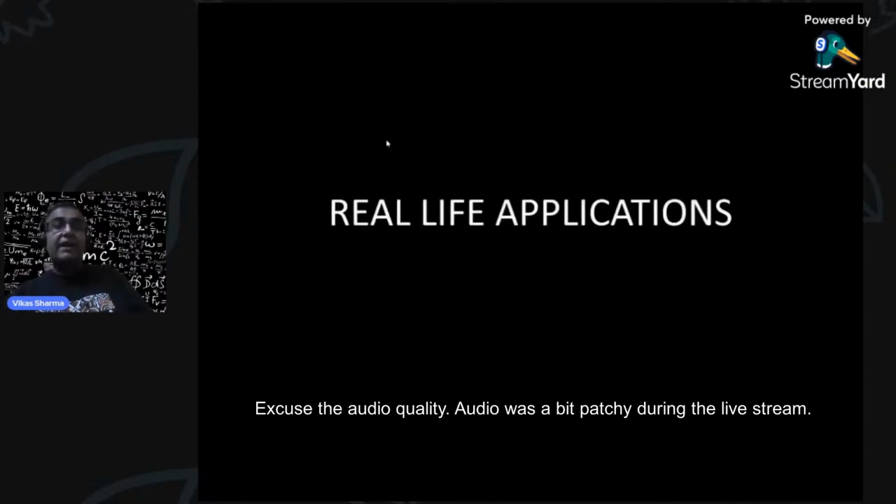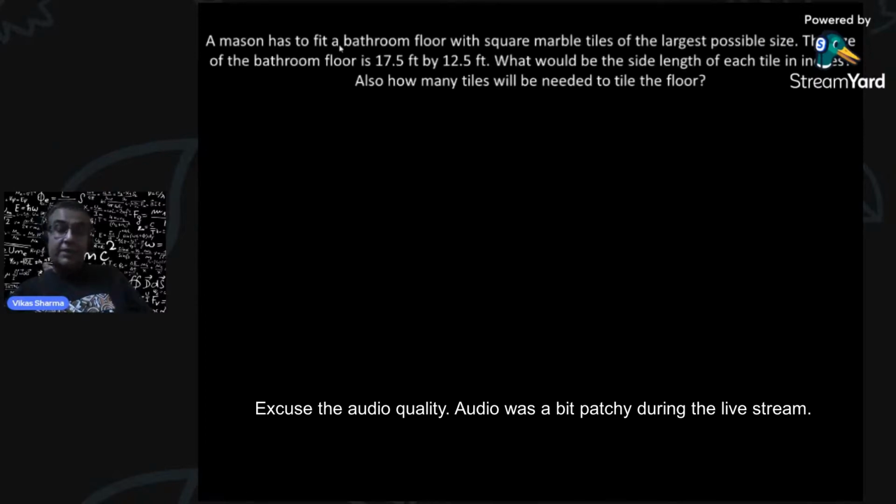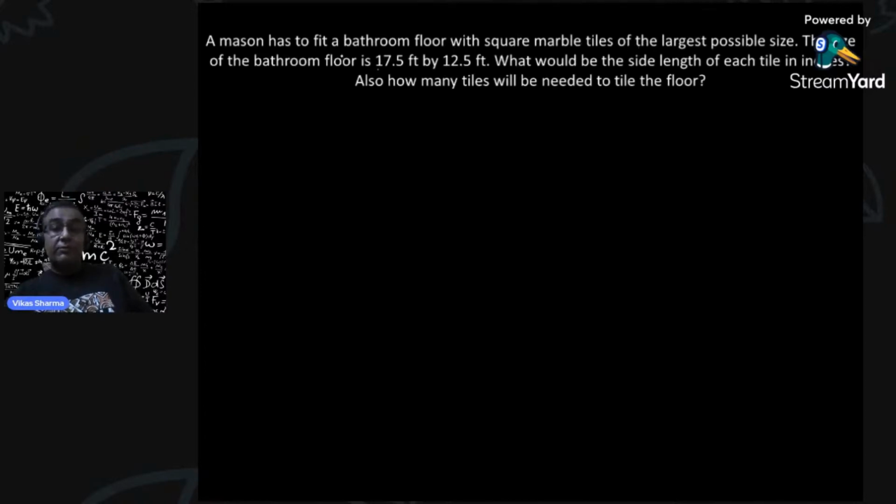Okay, let's have a look at a couple of real life applications also. Mason has to fit a bathroom floor with square marble tiles with largest possible size. The size of the bathroom floor is 17.5 feet by 12.5 feet. What will be the side length of each tile in inches? These are square tiles, so that means the length and breadth will be the same. So we have to find the side length of each tile, and in inches, that's the important part.